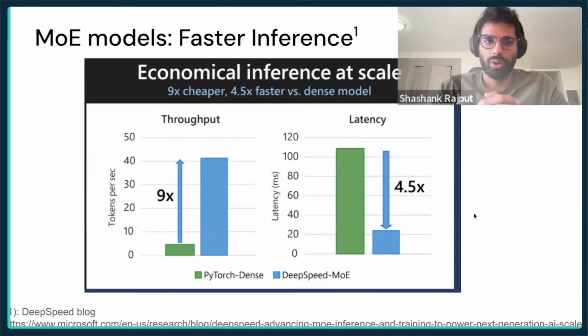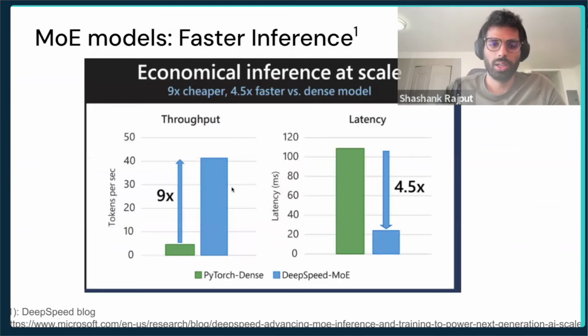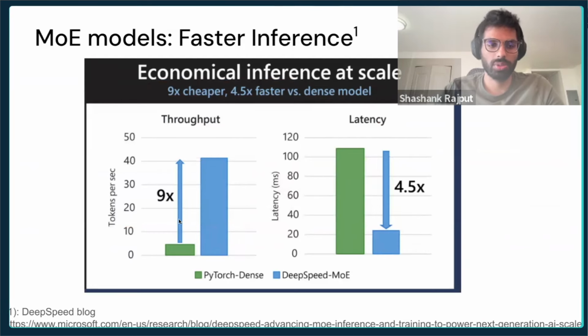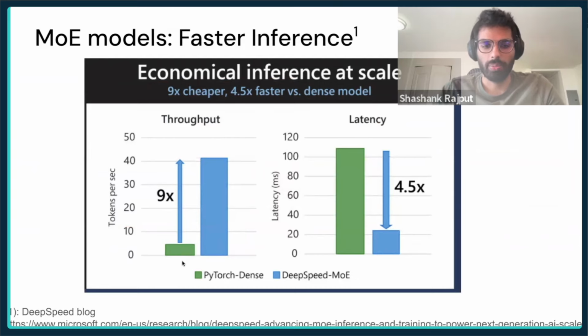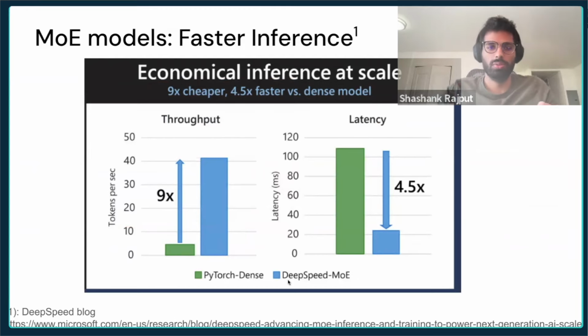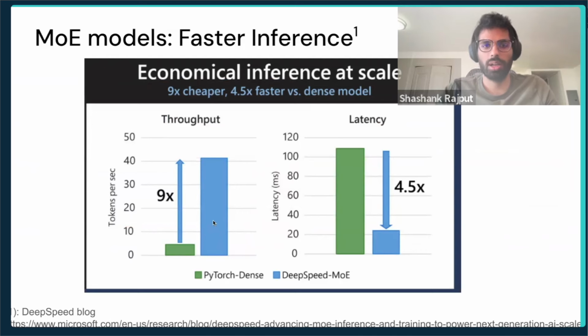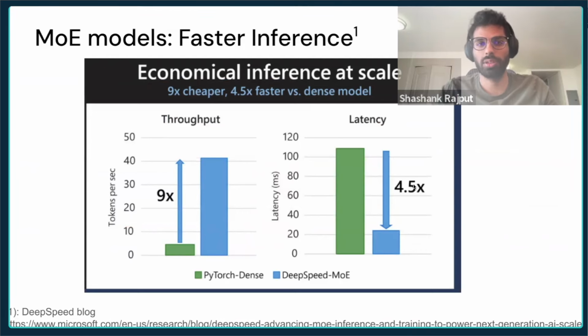Also, inference for MOE models is faster. This image is from the DeepSpeed blog. Comparing a dense and an MOE model, we see that MOE models are 9 times cheaper and 4.5 times faster at inference as compared to dense models.